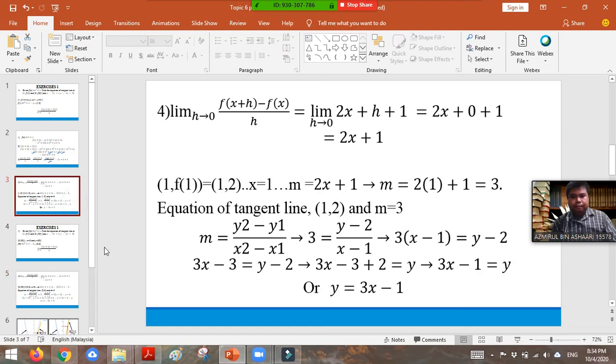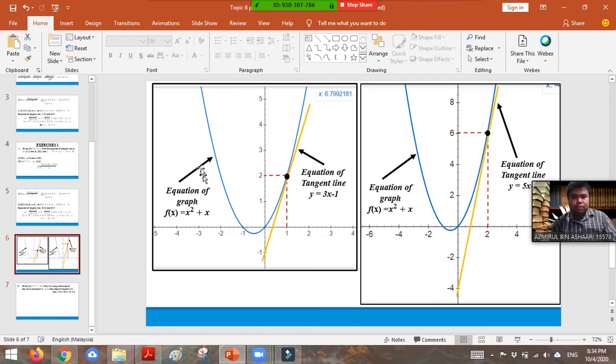Okay, now you get the equation of the tangent y equal to 3x minus 1 at the point (1, 2). For this case, you can see the graph, which is for number 1 at the point (1, 2). This is the point, and this is the tangent line y equal to 3x minus 1. At the point (1, 2), this is the point where you want to find the tangent line.